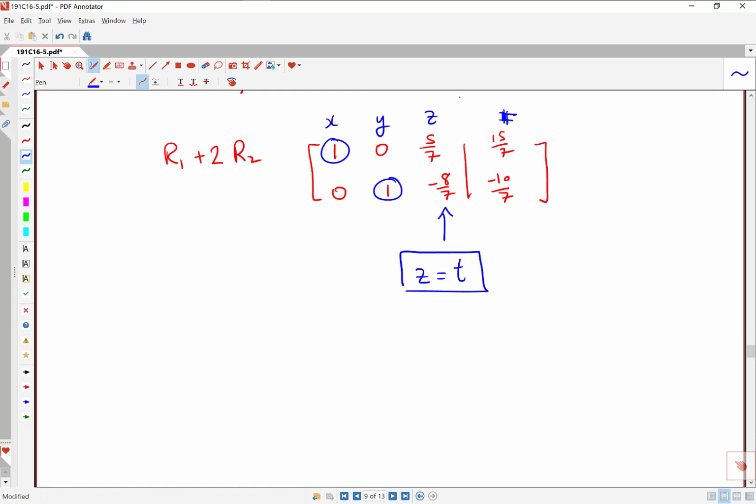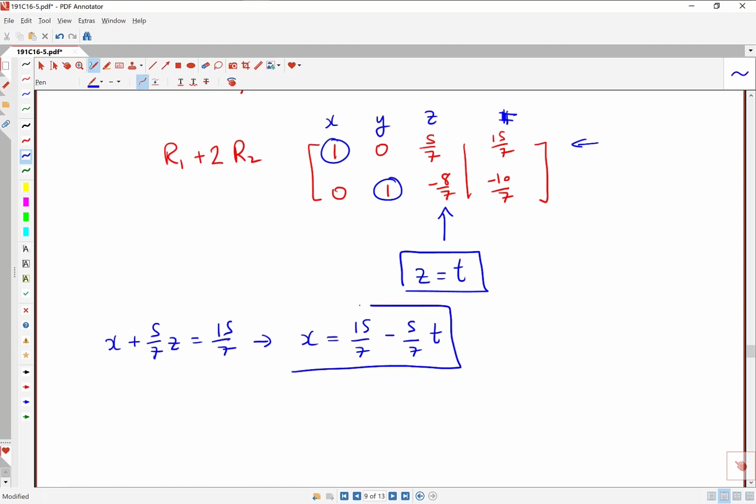So we just take the first row of this matrix and translate it back into a statement about X, Y, and Z. So we'd say 1 times X plus 0 times Y plus 5/7 times Z equals 15 over 7. Okay, so we're going to solve that for X. X equals 15 over 7 minus 5 over 7Z. But instead of writing Z, we're going to say, well, Z equals T. So that tells us what our X value is. X is 15 over 7 minus 5 over 7 times T.